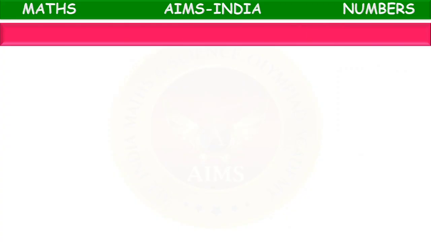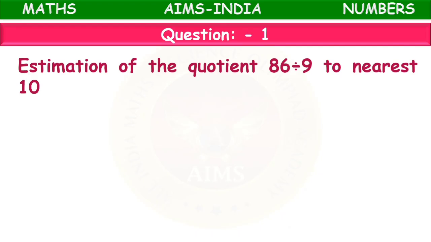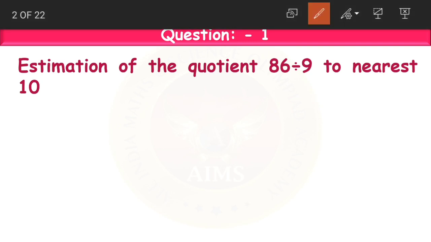In today's class we'll just revise the topics we have learned in the form of questions. Okay. Question number 1. Estimation of the quotient 86 divided by 9 to the nearest 10. Yes, I know we've not done estimation of divisions and multiplications, but we have done estimation of sums and differences, right? It is the same.